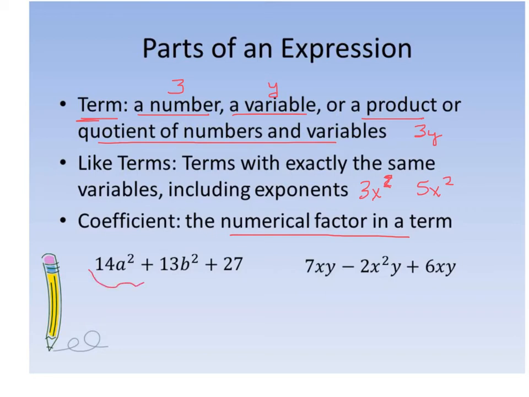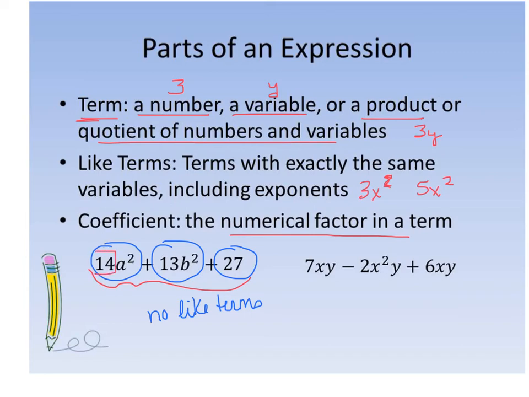How many terms do I have here? I have 3 terms. Okay, so there's my 3 terms. Are any of them like terms? All right. No like terms. And what are their coefficients? Okay, so 14, 13, and 27 are your coefficients.